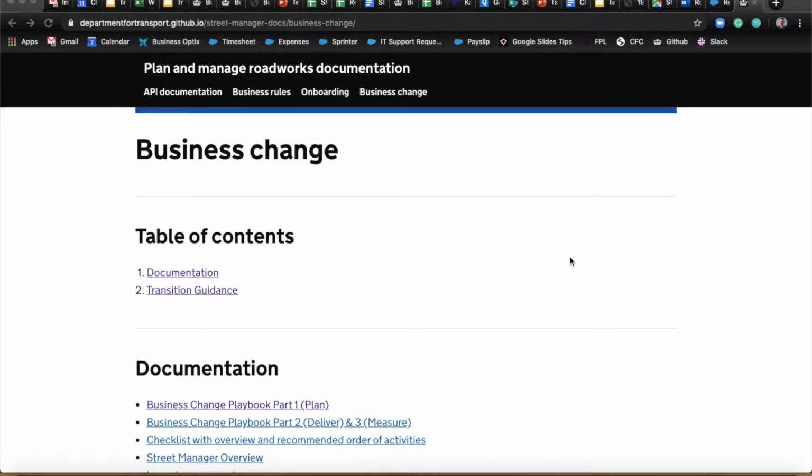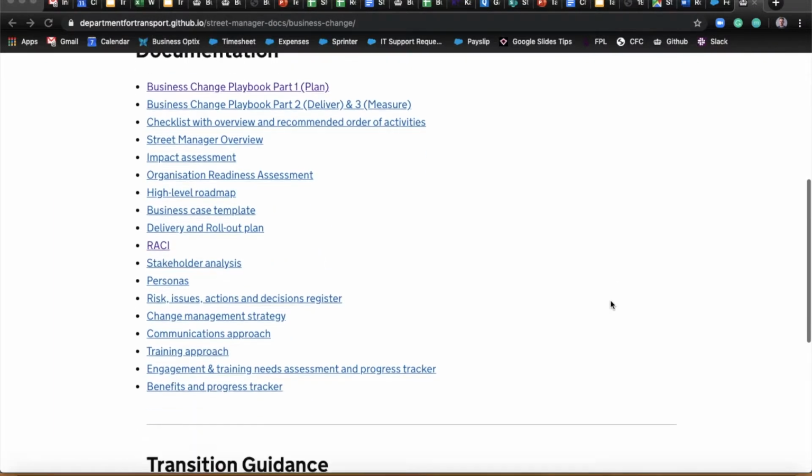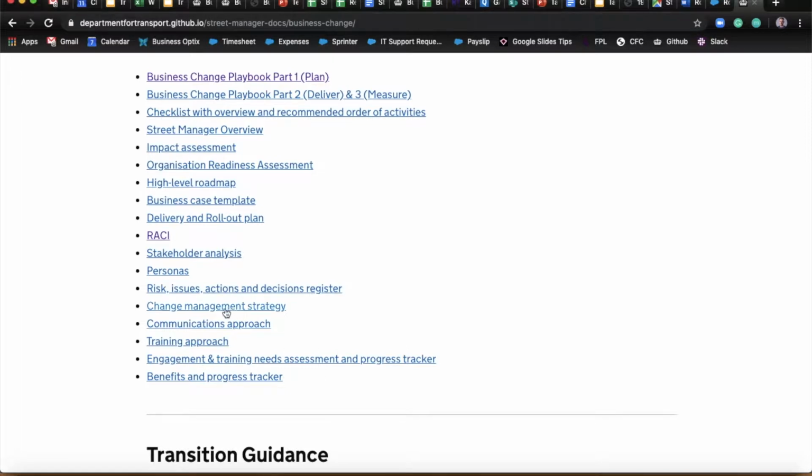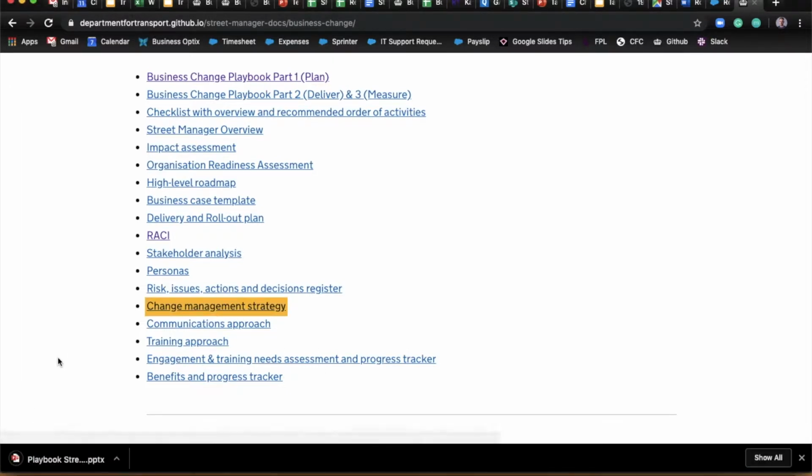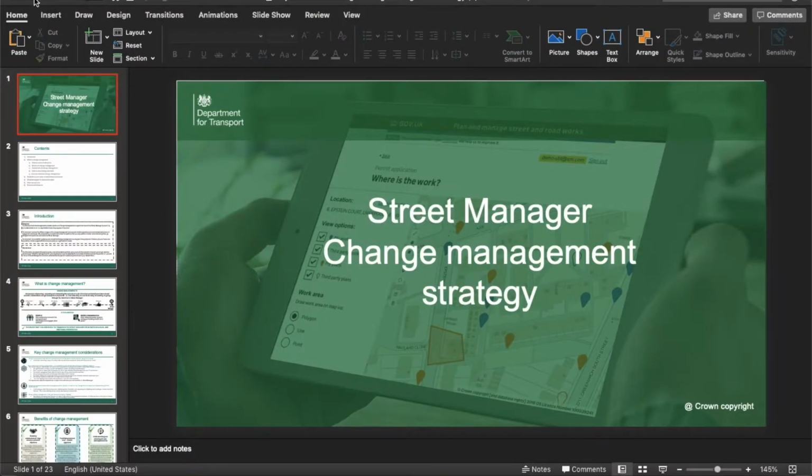In order to go onto the change strategy presentation, go onto the Business Change website and scroll down to Change Management Strategy. This will download the presentation. All you need to do once it's downloaded is select it from your downloads and it will pop up here.